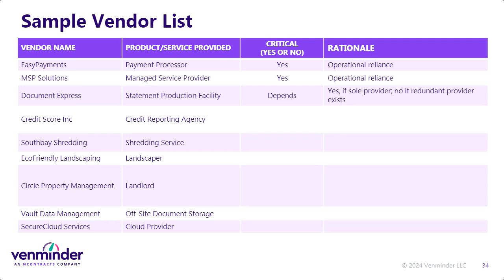Next on the list is Document Express, a statement production facility. And for this example, this vendor is being used by a credit union. Now, this credit union offers electronic statements, but maybe many of its members prefer to receive their statements by mail. So each month, this credit union is relying on Document Express to mail out their members' statements.